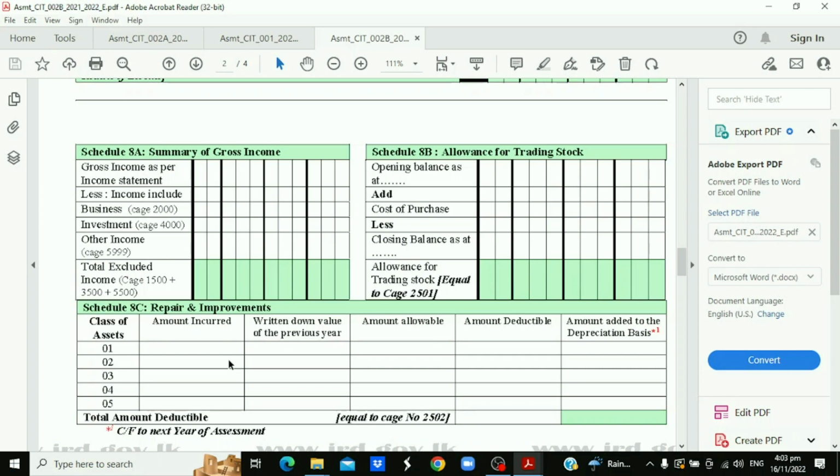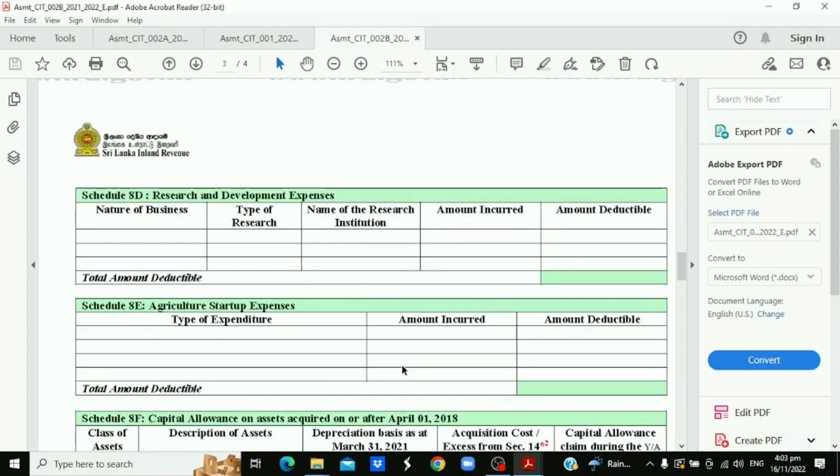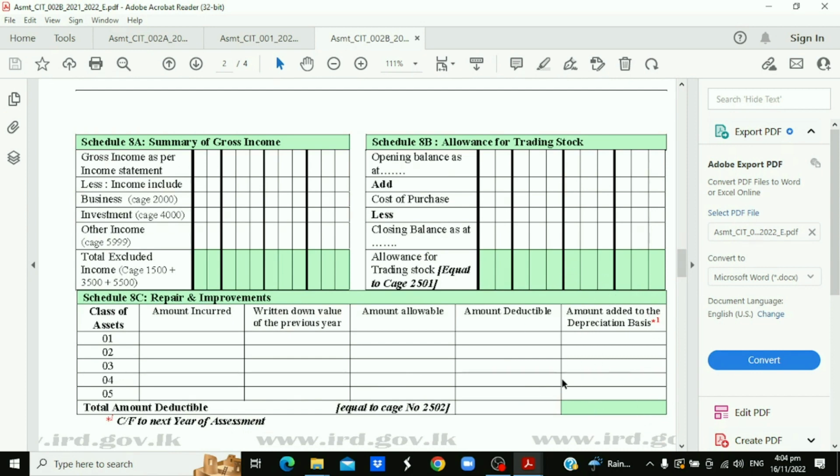Based on this class of asset, we can decide when calculating the amount allowable, depending on the previous year written down value. Only for class 4 assets can we use the 5% rate. For all other classes, we identify this amount as 20% of the written down value at the end of the previous year. Then there is a very important thing: if there is any additional amount, any amount in excess of this particular deductible amount, then it should be added to the depreciation basis of this particular asset, added at the beginning of the next year.